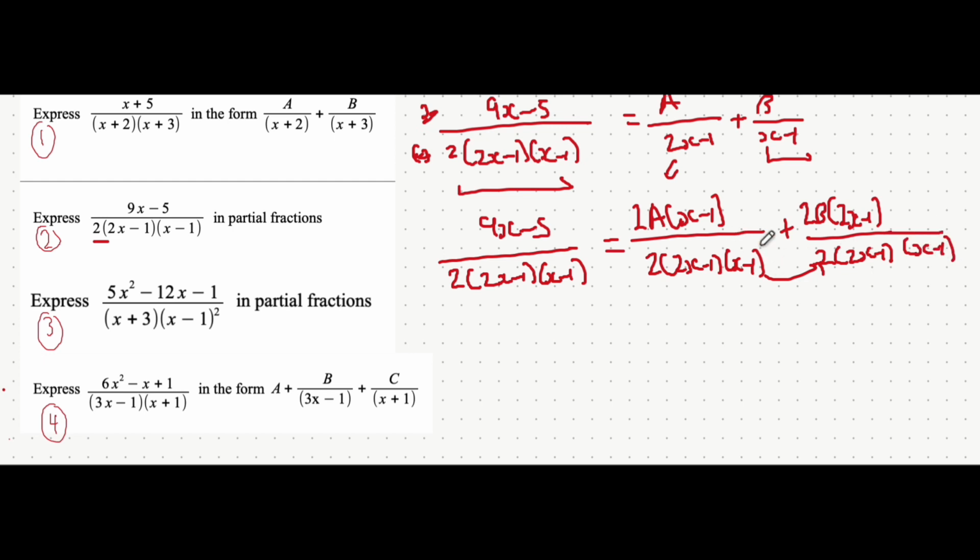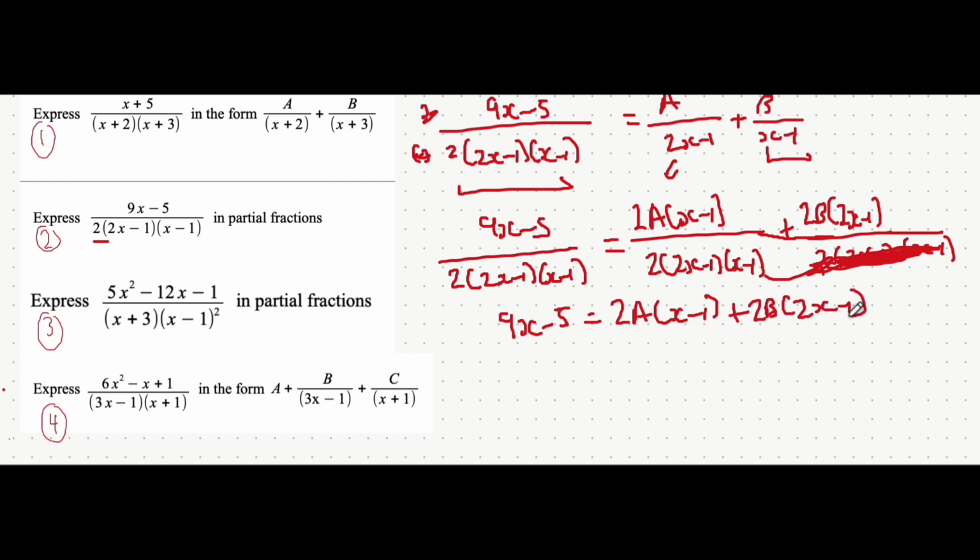Now that we've done that, we can combine these two fractions together because the denominators are the same. Because the denominators are the same, we can cross them out and match the numerators together, just like we did last time. So we can say the numerator on the left-hand side, 9x minus 5, is equal to the numerator on the right-hand side, 2a lots of x minus 1 plus 2b lots of 2x minus 1.